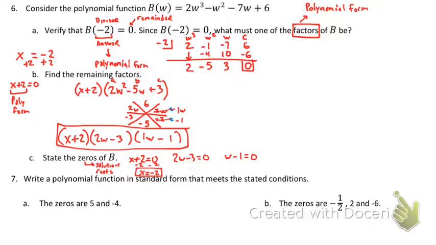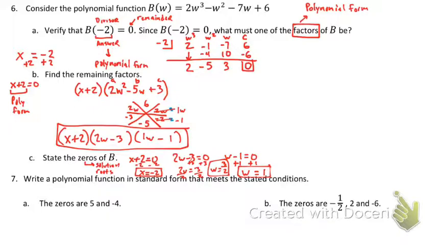Add 3. 2w equals 3. And then divide by 2. w equals 3 over 2 is a zero. And the last one is add 1. w equals 1. And then check. At our original problem, what was our degree? It was 3. How many answers should we have? 3. Okay? That's how you do number 6.